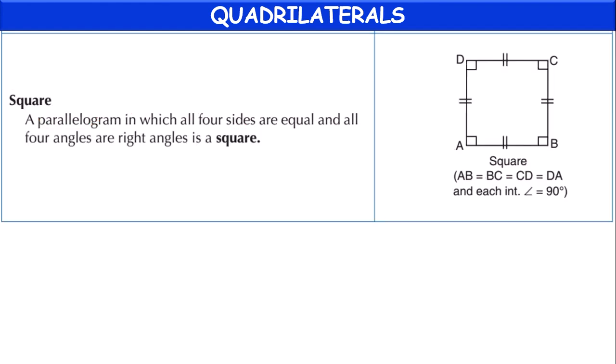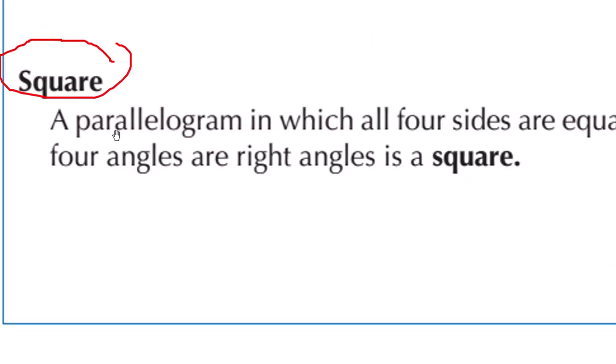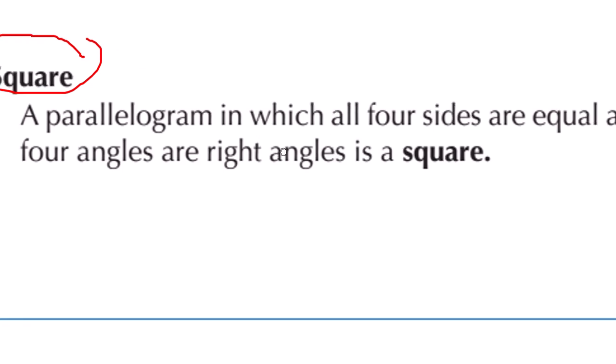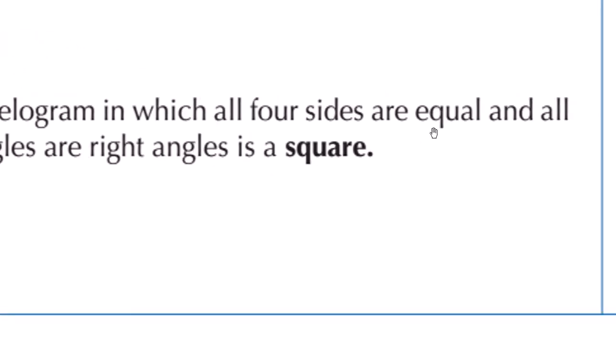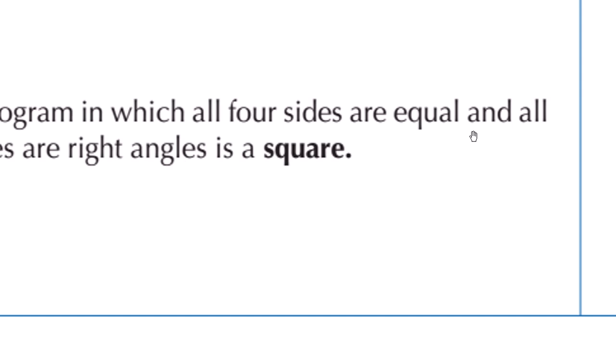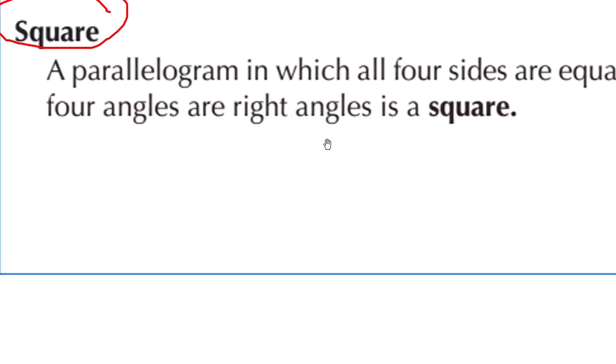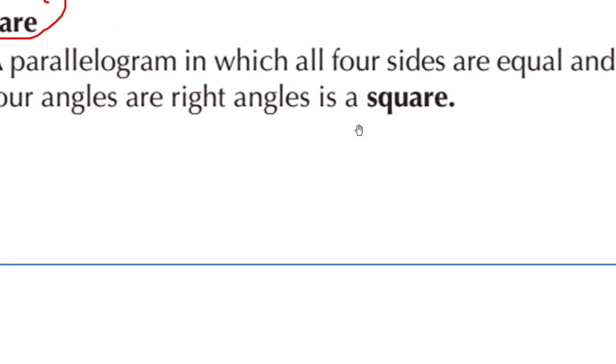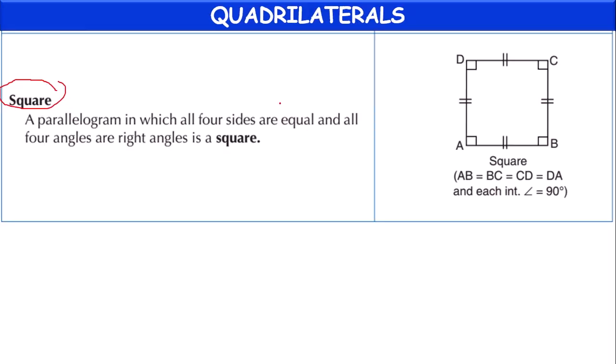Next one, square. Next another quadrilateral, square. So square is also a parallelogram in which all four sides are equal, like rhombus. In addition to rhombus, one more additional property is there. What does that mean? And all four angles are right angles is called as a square.